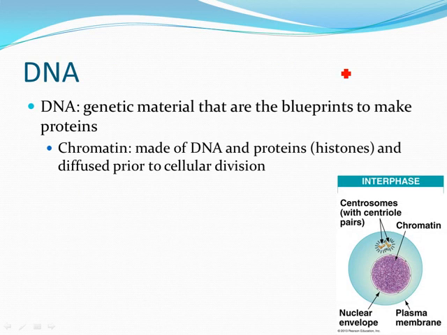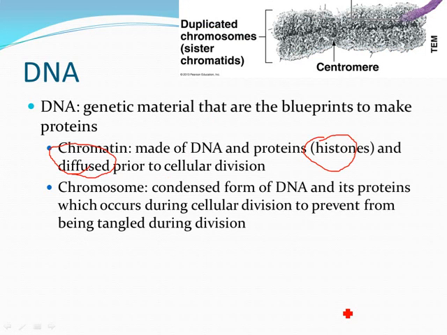Chromatin is DNA with some proteins called histones. These proteins help bind the DNA. And chromatin itself is the diffused form of this protein-DNA interaction. And usually you'll see this chromatin prior to cellular division when it's growing and before actually dividing. When it wants to divide, it wants to condense itself into chromosomes.